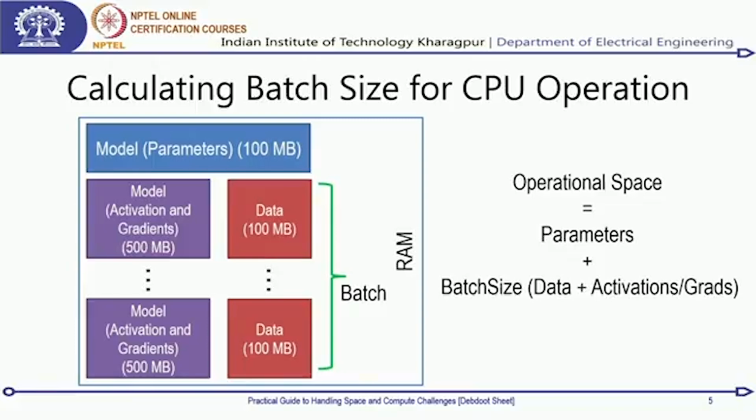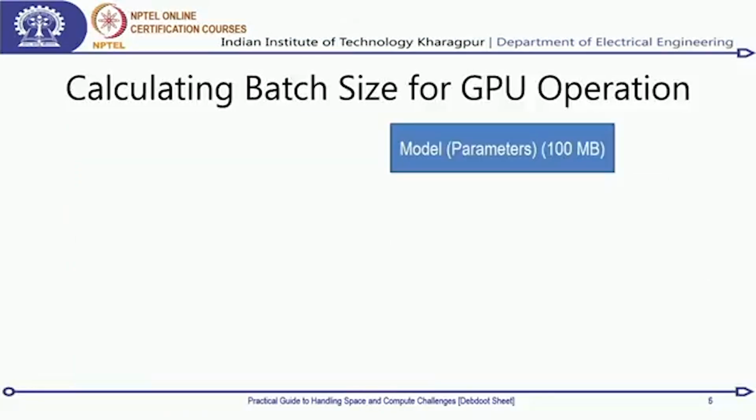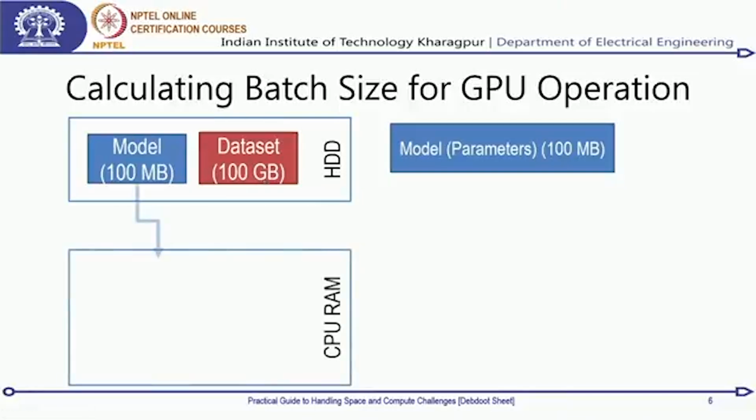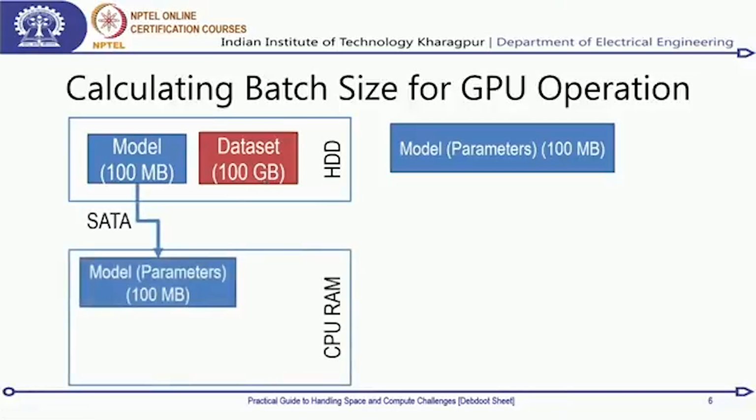Now, on the next side, let us look into the batch size for a GPU operation. Say that I have my hard drive on which I have my model, which is of 100 MB, and then I have my data set, which is of 100 GB. Typically, what I would do is first copy this model onto my CPU RAM. Now, there are two aspects which you need to keep in mind.